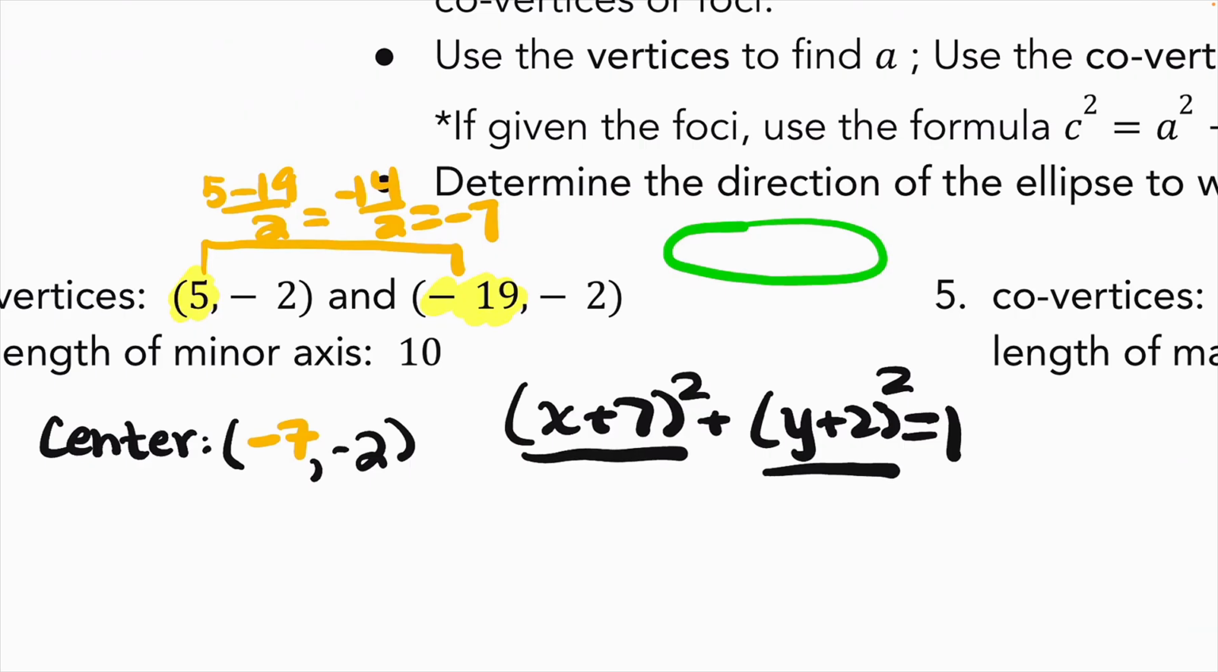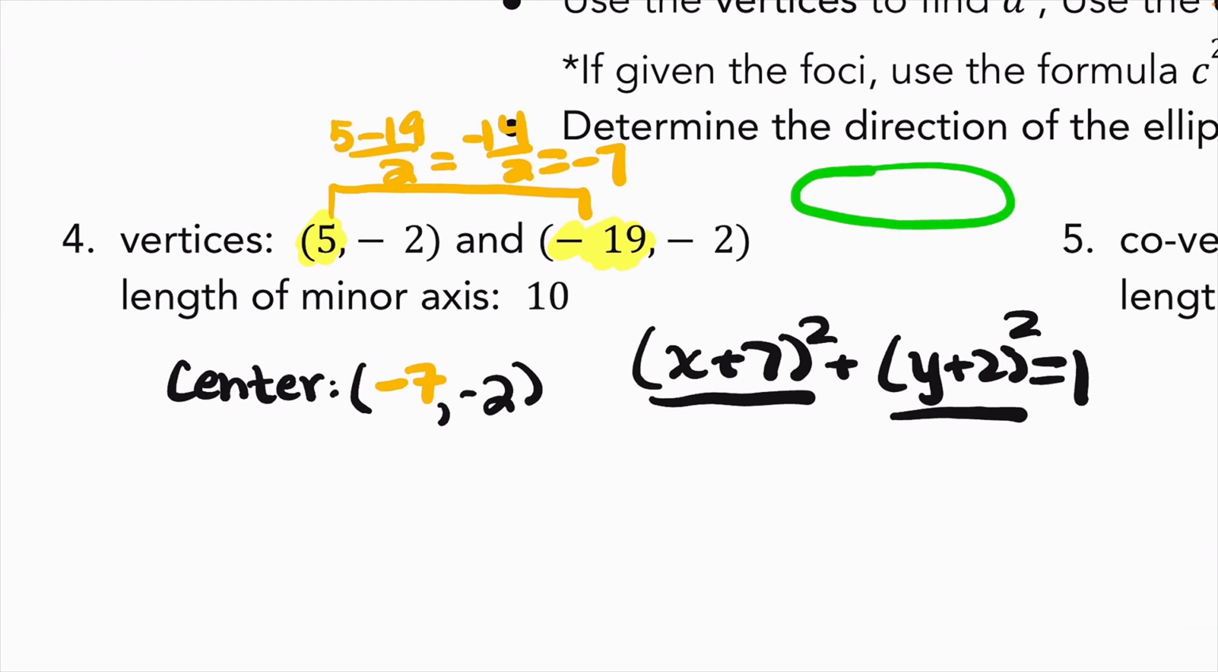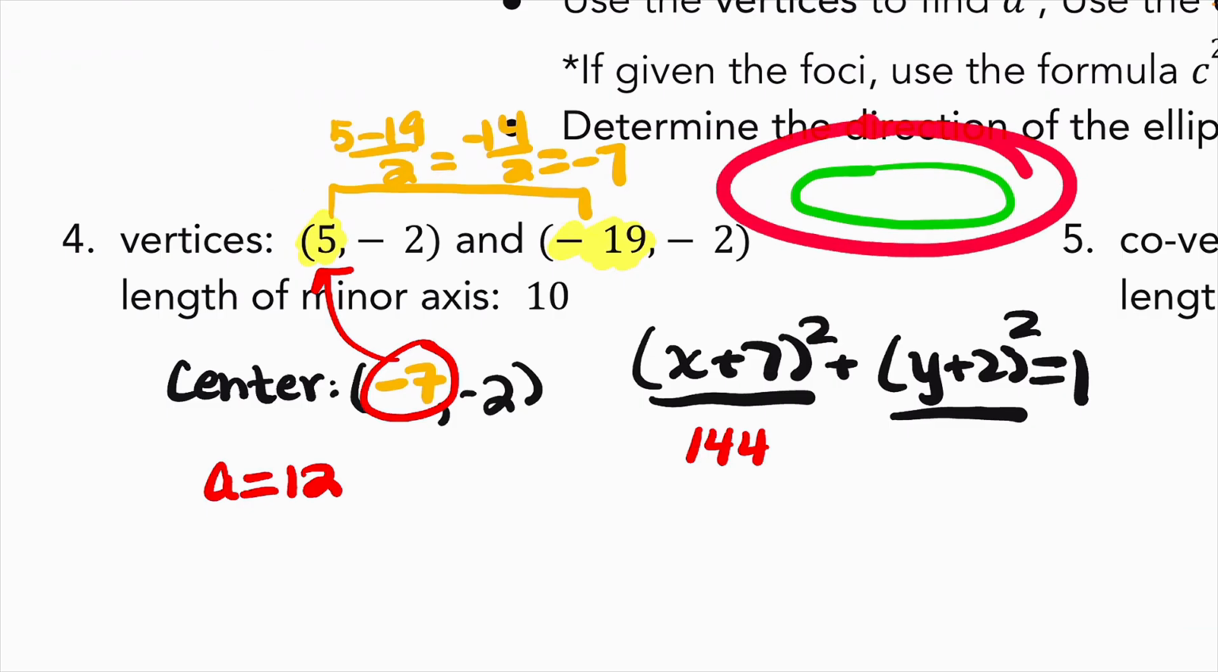Okay, now A is the distance from the center to the vertex. So A is the distance from -7 to 5. So what is the distance from -7 to 5? How many units? 12. Now that's my A value, so I square that and I put it underneath X squared. Again, why did I do that? Because I determined at the beginning that this was the direction of my ellipse.